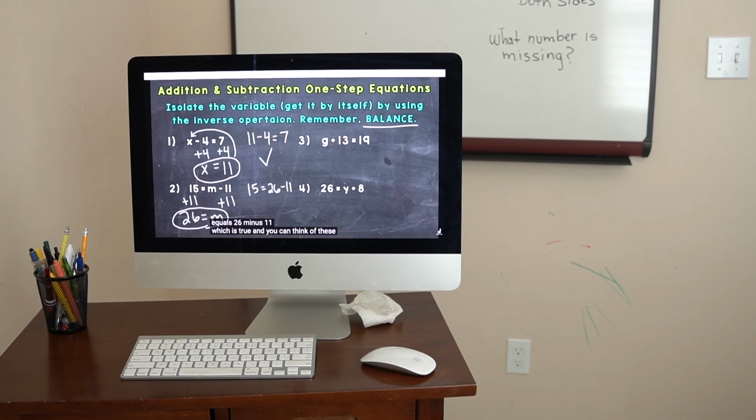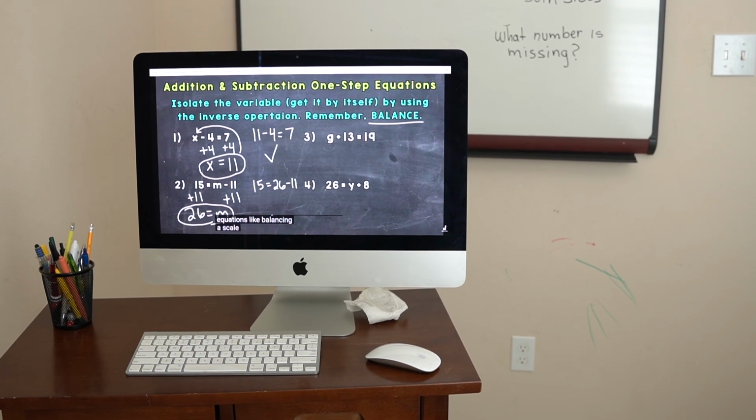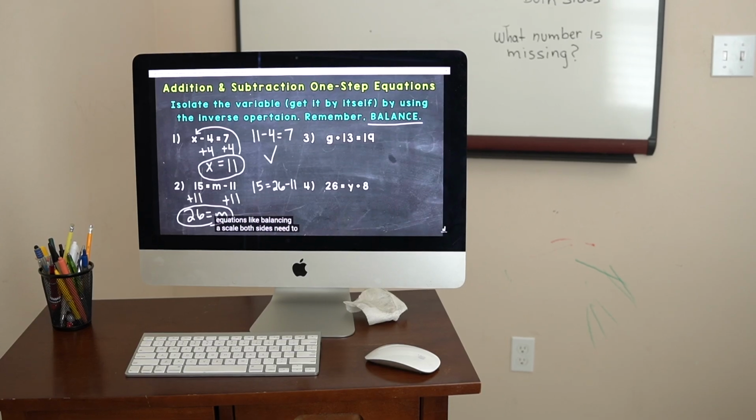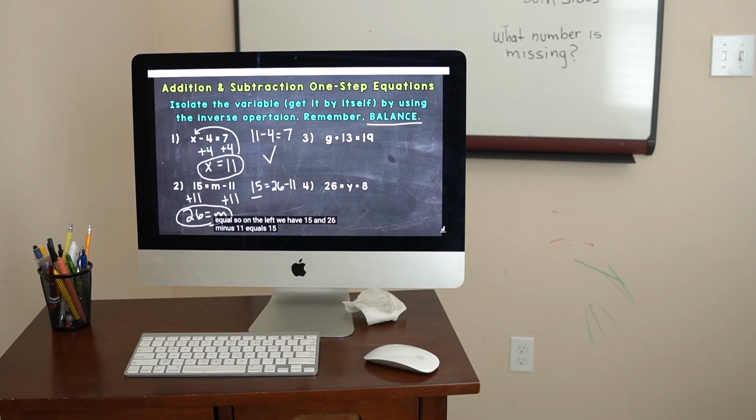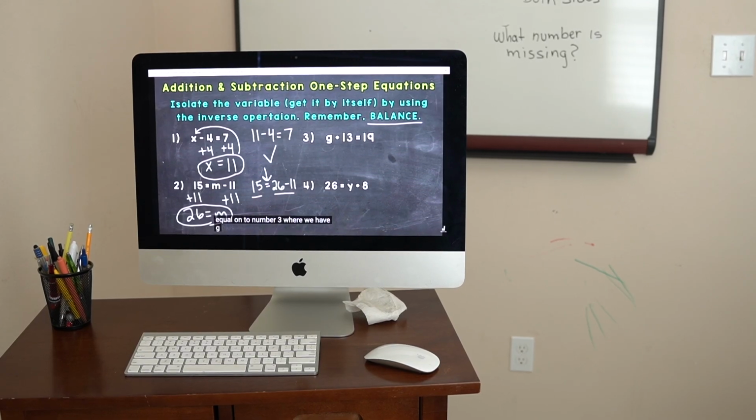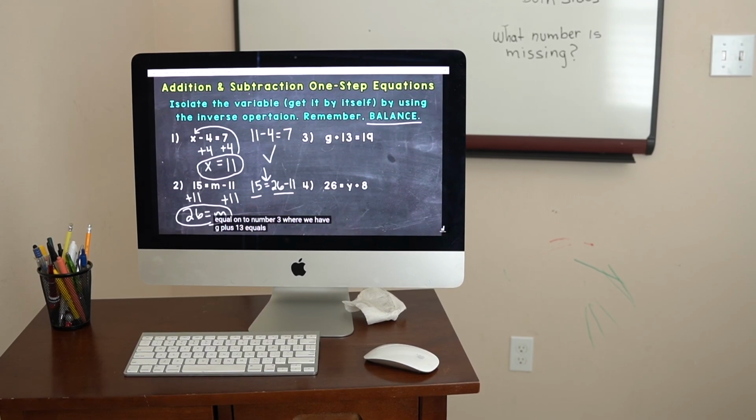And you can think of these equations like balancing a scale. Both sides need to be exactly equal. So on the left we have 15, and 26 minus 11 equals 15 as well. So both sides are exactly equal. On to number 3, where we have g plus 13 equals 19.